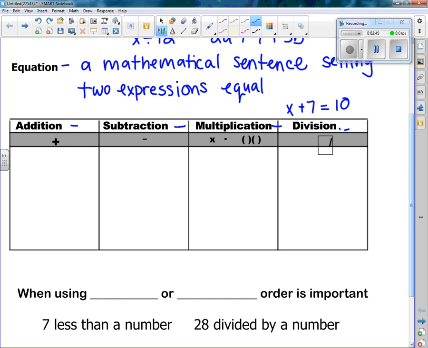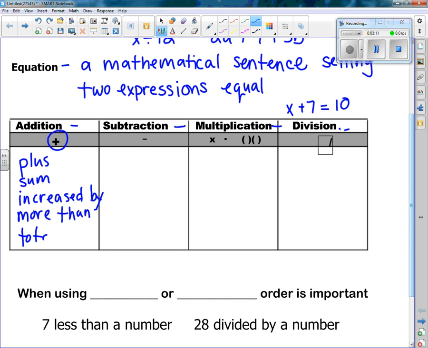So addition. Obviously that's the addition symbol. We have these keywords: plus, sum, increased by, more than, and total. Anytime you see one of these words, that's going to indicate to you that you need to use the operation of addition. Okay, same thing for each one of these.